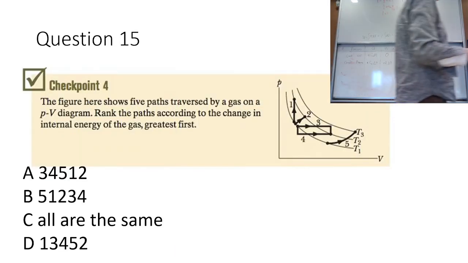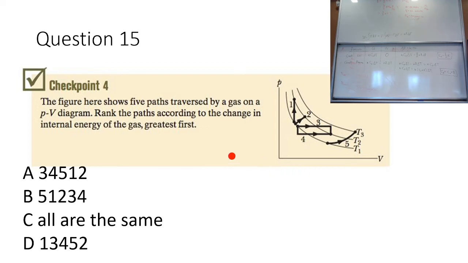Okay, so let's try this question. The figure here shows 5 paths traversed by a gas on a PV diagram. Rank the paths according to the change in the internal energy of the gas, greatest first. Try and fix this in the meantime.